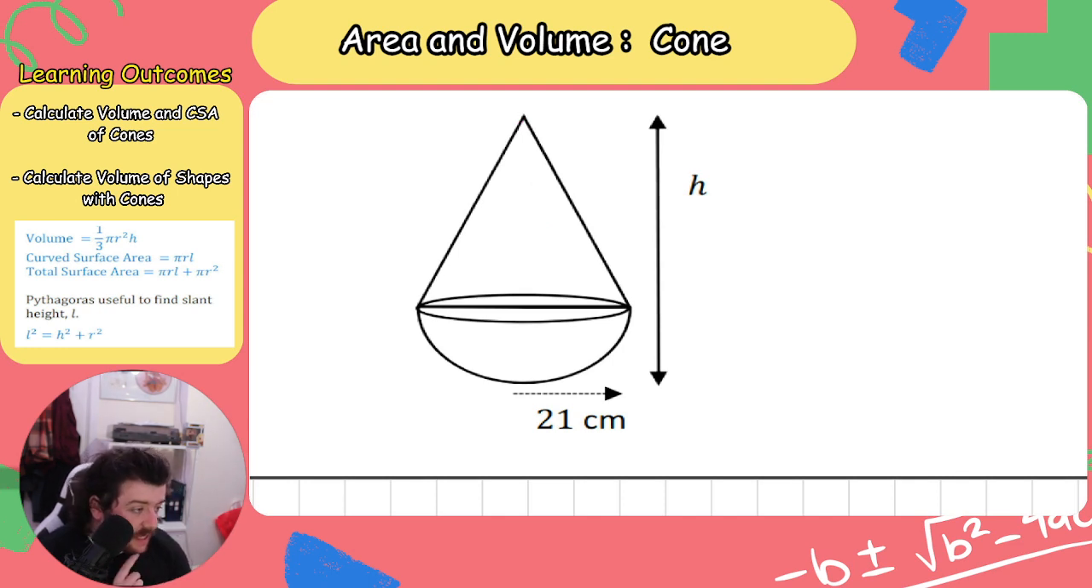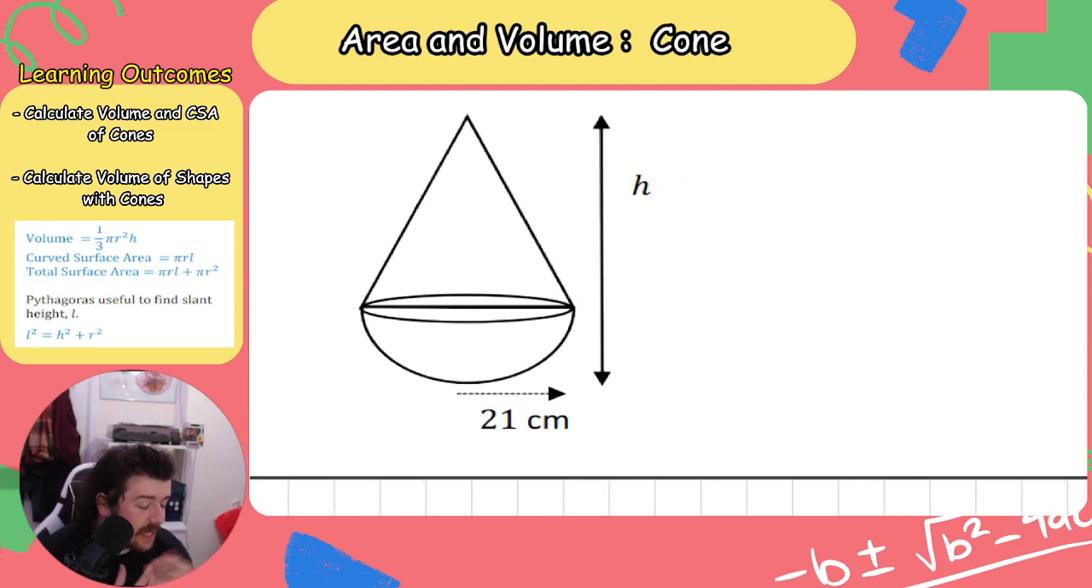But all I need to know is I have a cone stuck on top of a hemisphere. So I need to find the total height. So let's dissect the shape. I have a hemisphere here. A hemisphere is just half a sphere, and the thing with a sphere is the radius is the same all around. So that means the height of this hemisphere is 21 centimeters.